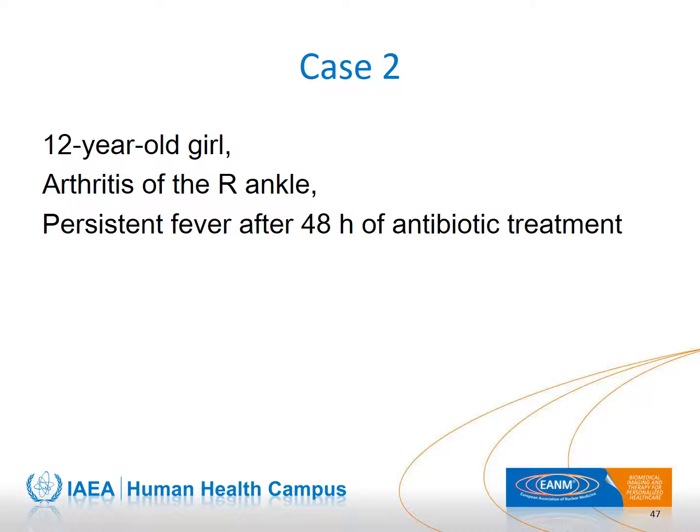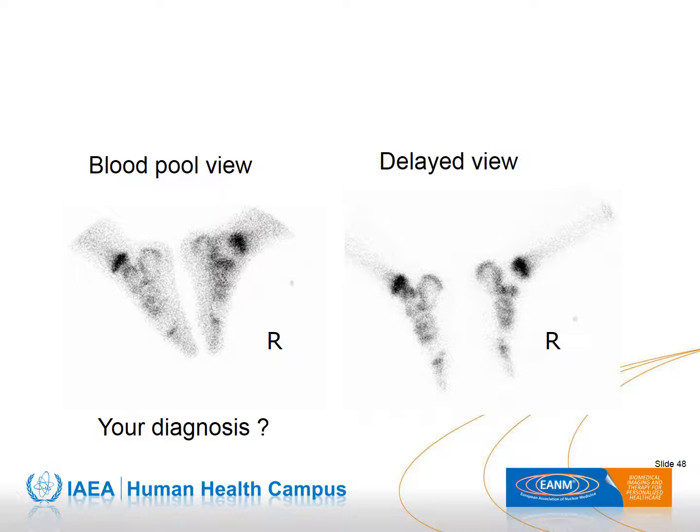Clinical case 2. A 12-year-old girl is hospitalized for ankle arthritis. She has persistent fever after 2 days of intravenous antibiotic treatment. Here are the blood pool view on the left and the delayed view on the right. What's your diagnosis?